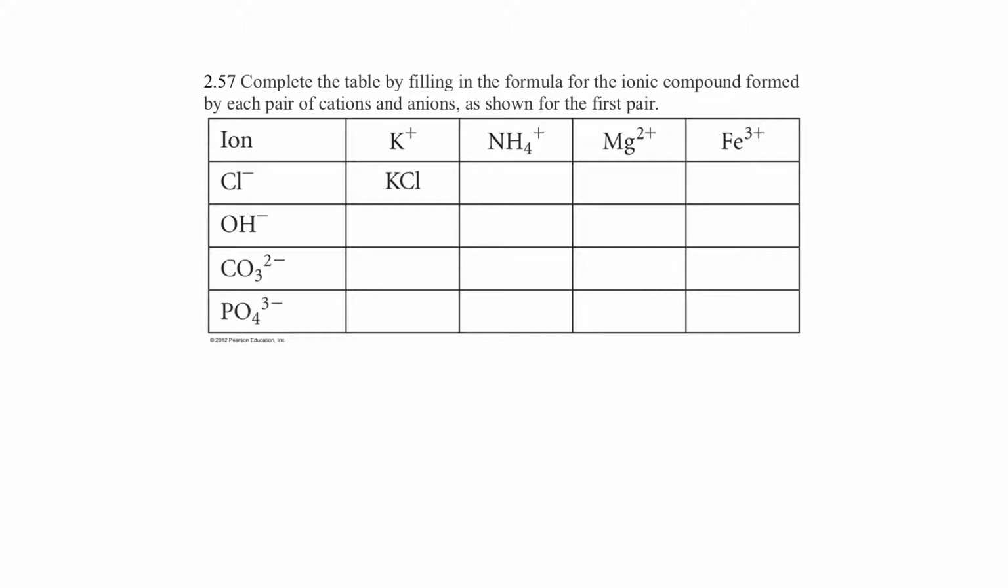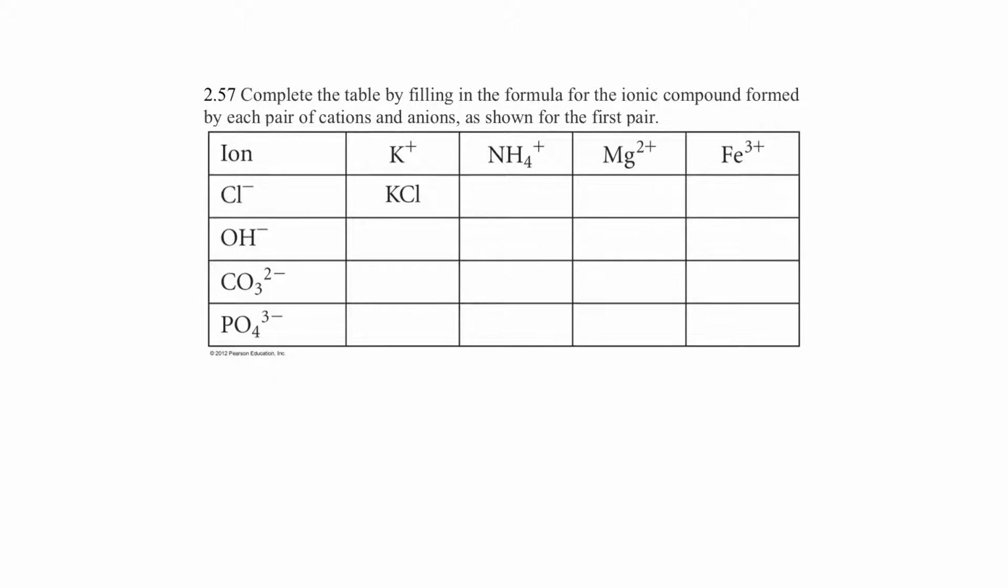Complete the table by filling in the formula for the ionic compound formed by each pair of cations and anions, as shown in the first pair. So the positive is the cation. I see that as the positive is the T in cat. Okay, the positive would be the cat. Anion, an is negative. The N reminds me of negative.